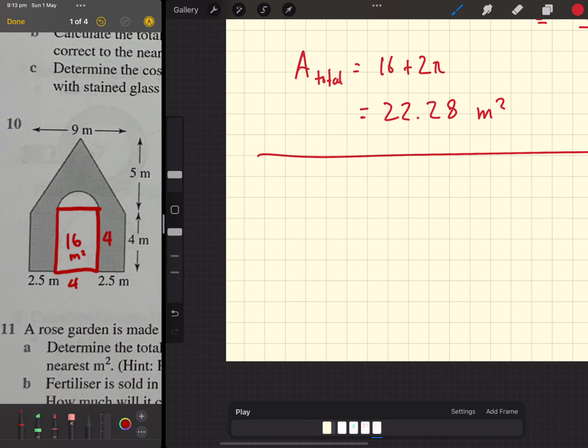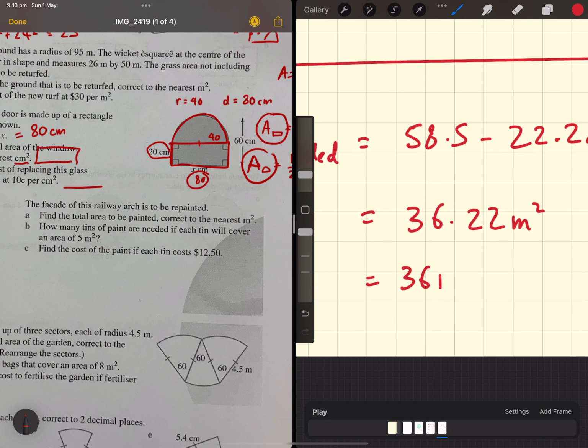All right, let's see what the question is asking. To the nearest meter squared. Okay, well, that'll be 36 then. 36 meters squared. There you go.